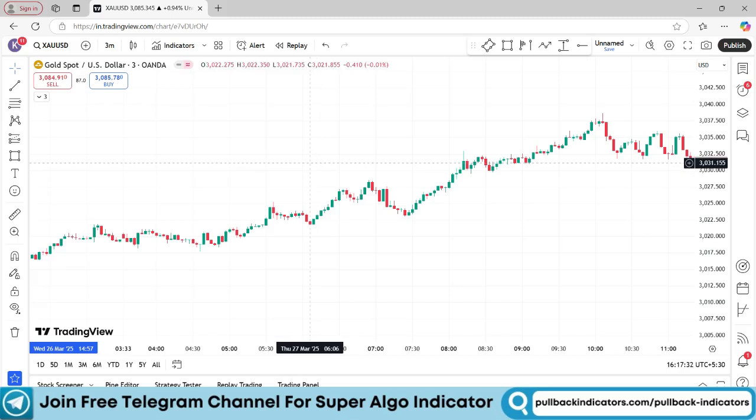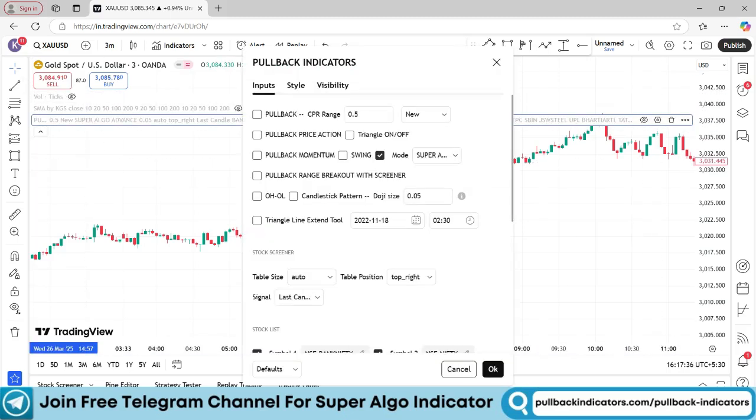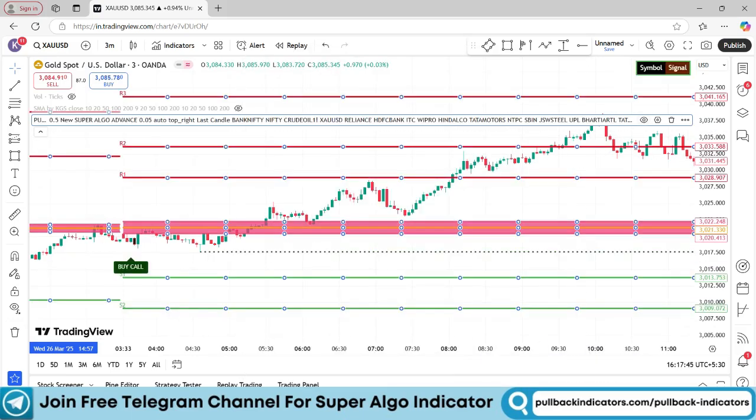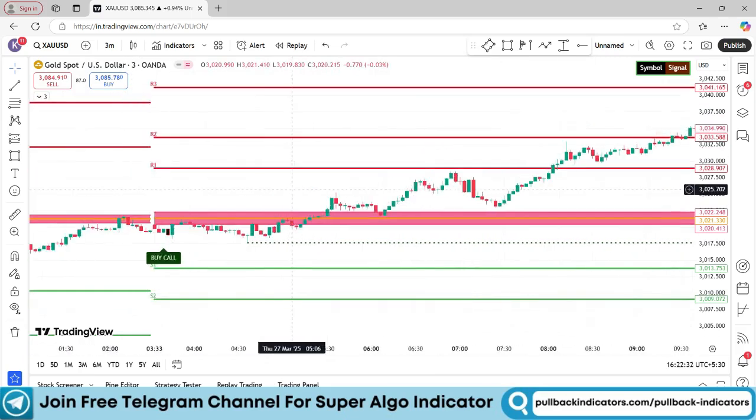For using this specific strategy, I will use pullback indicators. You can just come here, apply pullback indicators, put Super Algo advanced version, press OK, and then it will be your indicator. It looks like this. Now let's start the strategy. The strategy is very much simple.